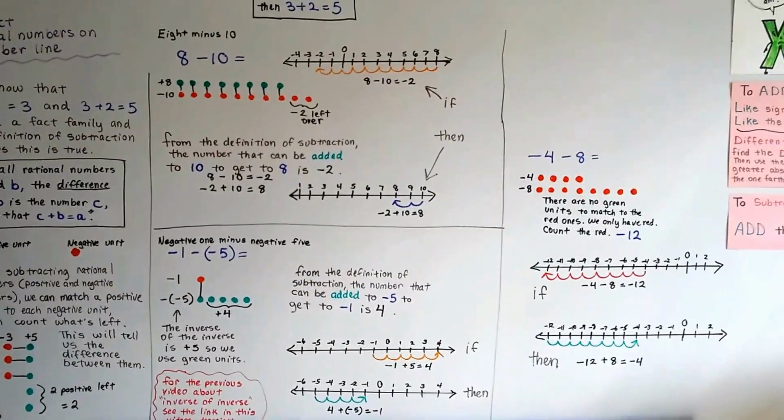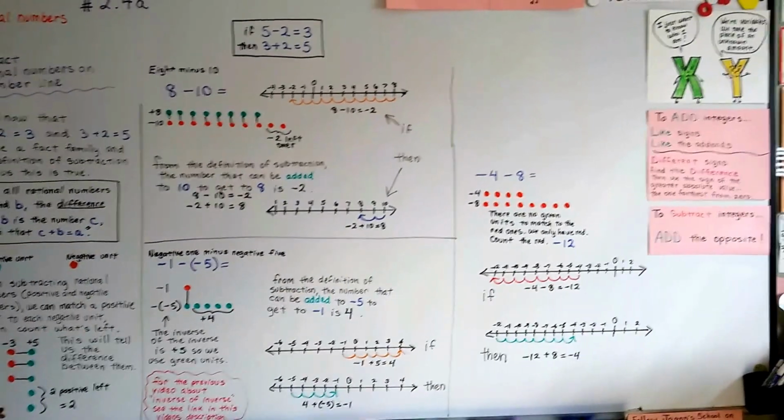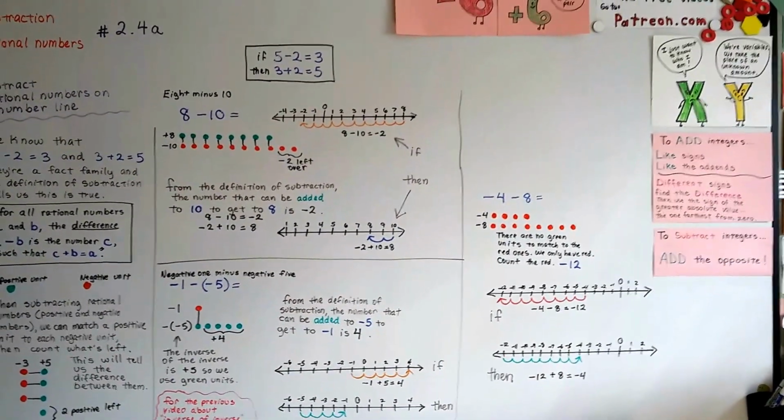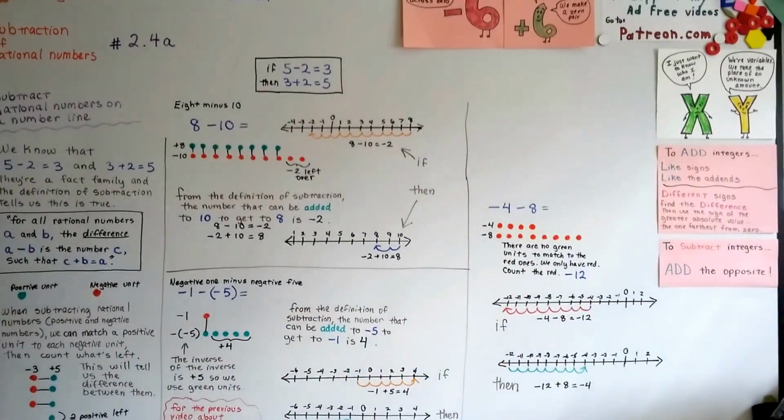In the next video, we're going to talk about how to subtract rational numbers without a number line, just by using the symbols and the rules, okay? It's going to be 2.4b.